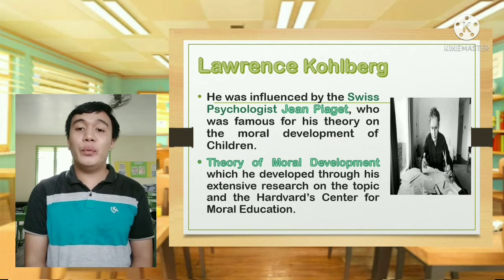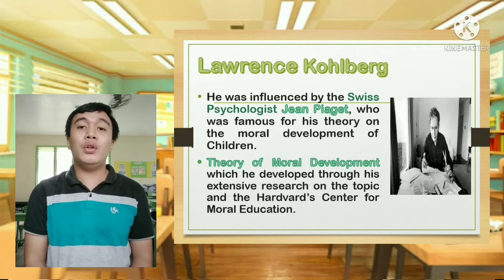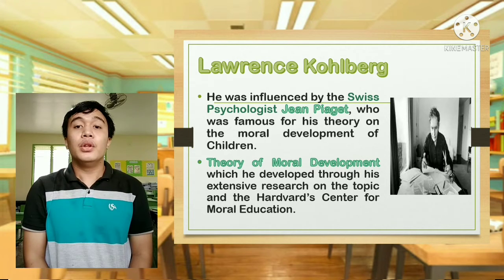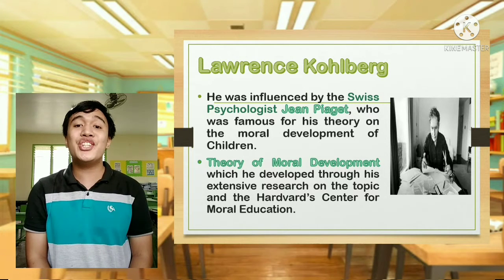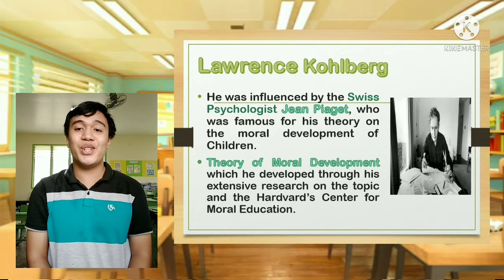He was influenced by the Swiss psychologist Jean Piaget, who was famous for his theory on the moral development of children. Kohlberg was particularly well known for his theory of moral development, which he developed through his extensive research on the topic at Harvard's Center for Moral Education.